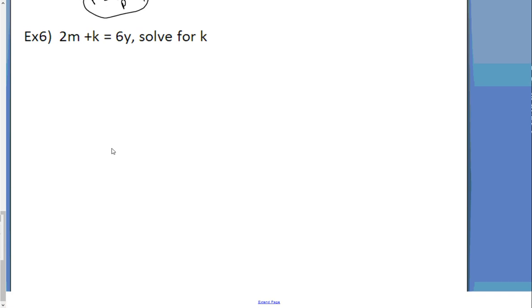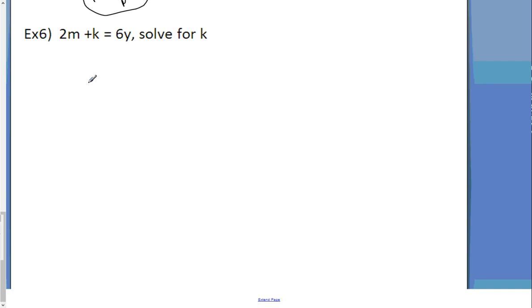All right, last example. In this case, I want to solve for k. And this is going to take us 1 second because all I have to do to get k by itself is get rid of the 2m. What's the opposite of a positive 2m? A negative 2m. So subtract 2m from this side, and I'm left with k equals 6y minus 2m. And that's it.